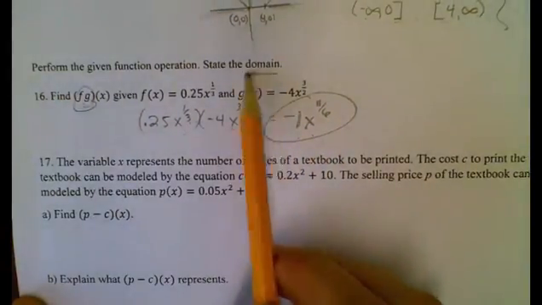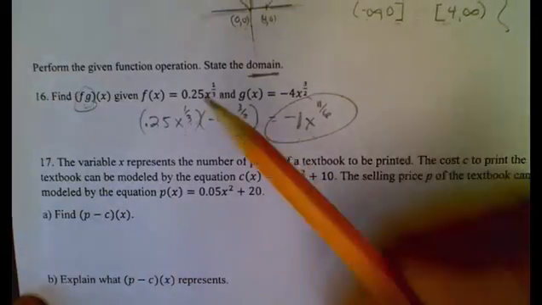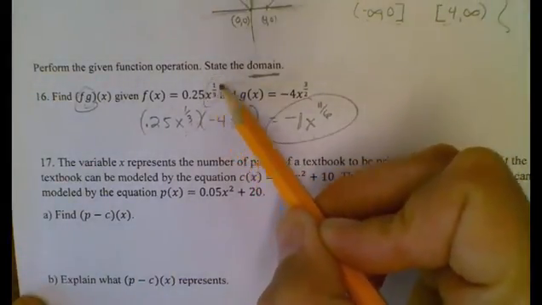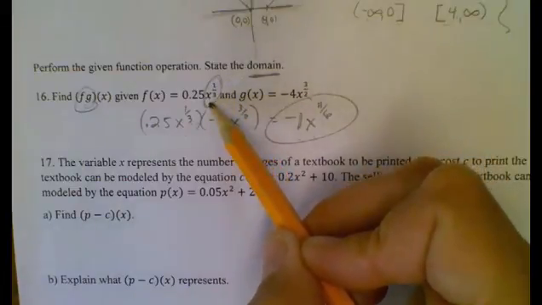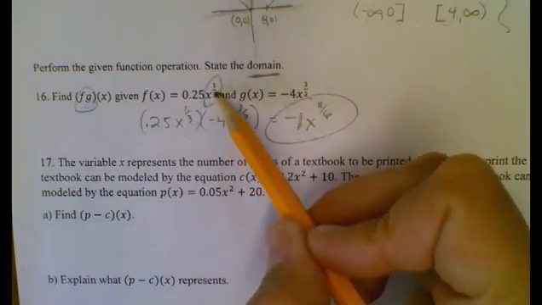But then it also says state the domain. So we just have to look at our x's, and I would probably look at the original problem here. You're going to take the cubed root of x, that's what x to the 1/3 means, and the cubed root of x, the domain is all reals.